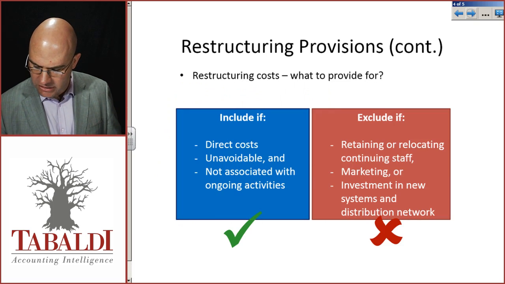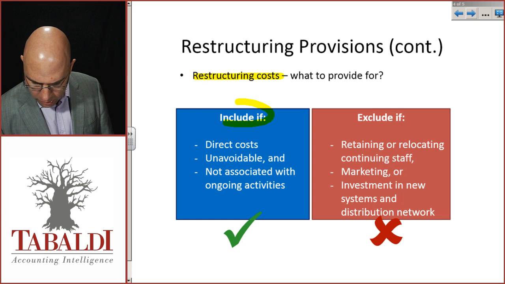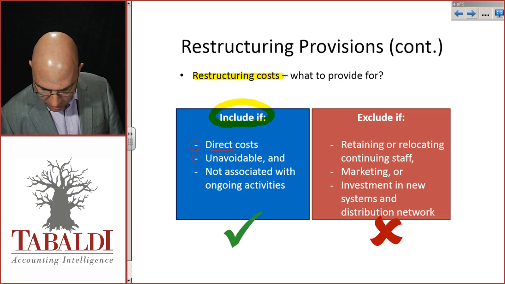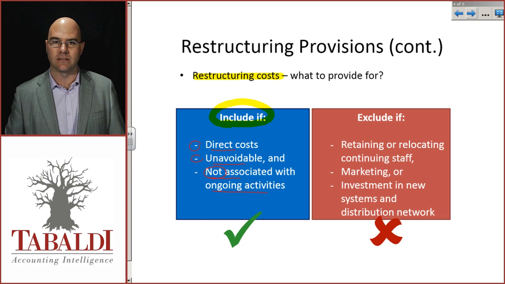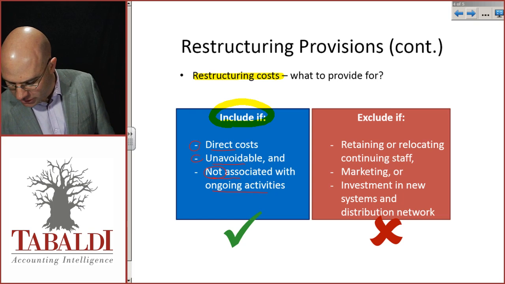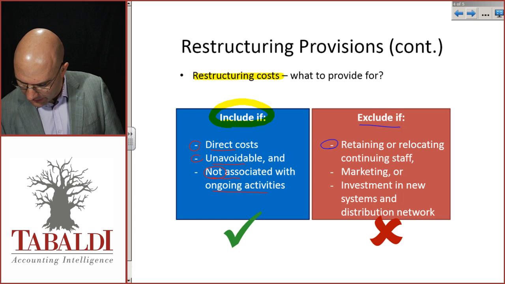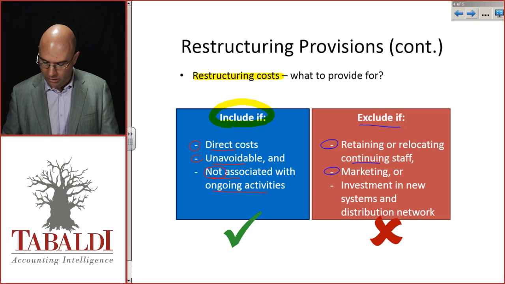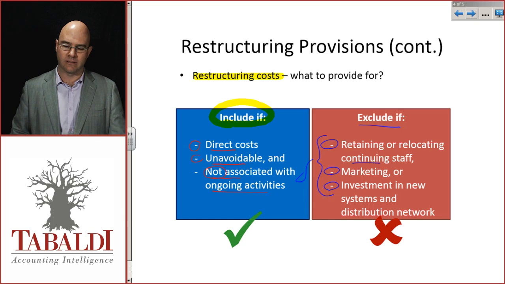So, a bit of theory out the way, now on a practical side. What restructuring costs do you provide for? You will include restructuring costs if they are direct costs only. Those costs must be unavoidable and not associated with ongoing activities. It's the activities to either bring a business unit to an end or to move a business unit, etc. So you will exclude any business costs if they relate to retraining or relocating continuing staff. Why? That's an ongoing activity. Marketing, again, is an ongoing activity, as are investments in new systems and distribution networks. Those very much relate to ongoing activities.